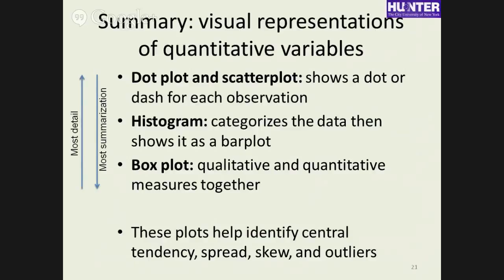So just to wrap up these visual representations of quantitative variables, starting from the most detail was the dot plot and the scatter plot, and then the histogram doing a certain amount of summarization, and the box plot doing more summarization but also being more quantitative.